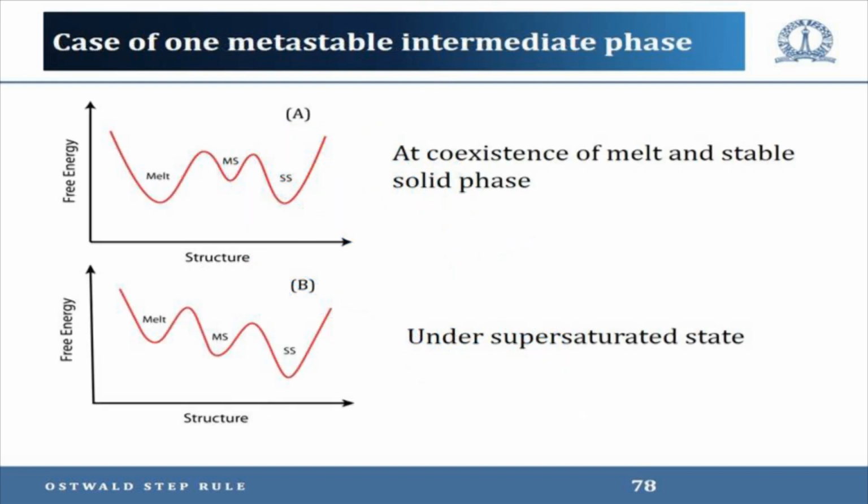Okay, I can consider the following thing. I have a melt, now I am going to Ostwald. I have a melt, I have a stable solid, and I have a metastable solid. What will be the influence of that? We don't know that. A metastable solid might be lurking there.